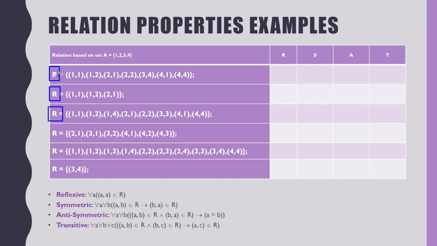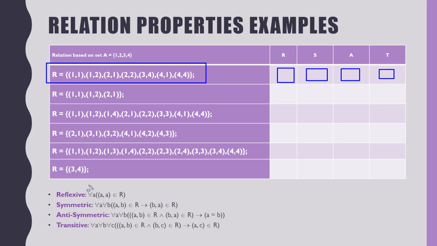So we have a total of 1, 2, 3, 4, 5, 6 relations here, and each relation has a set of ordered pairs in it. The question you're going to answer is: is this relation reflexive? Is it symmetric? Is it antisymmetric? Is it transitive? And of course the rules are down here to help you remember.